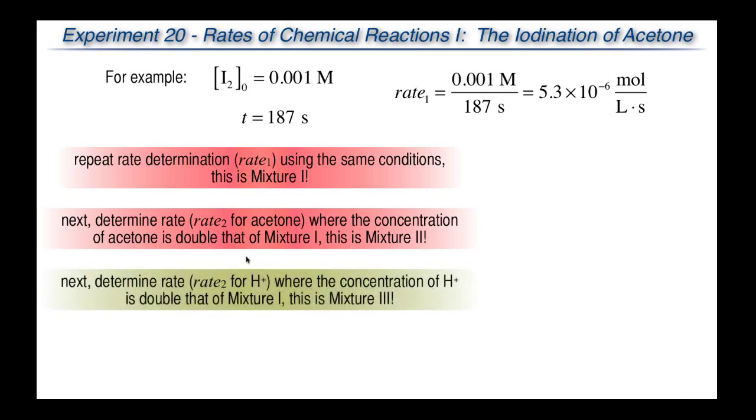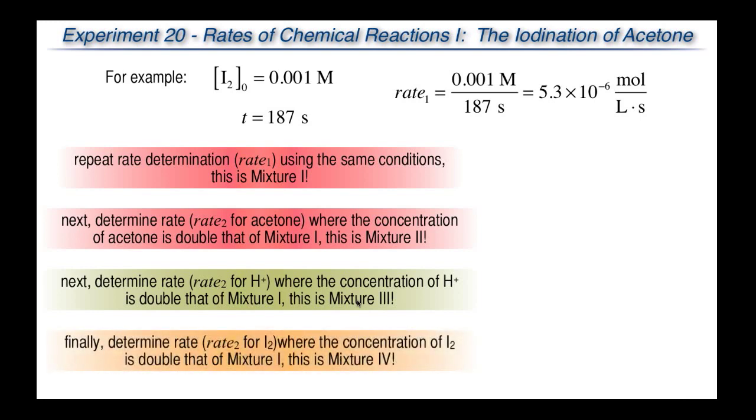And then you're going to determine the rate by varying the hydrogen ion concentration. Okay, and in this case, we're going to keep the acetone concentration and the iodine concentration the same as they were in mixture 1. Okay, and we're going to go ahead and double the concentration of hydrogen ion versus what it was in mixture 1. And this is what your lab manual is referring to as mixture 3. And again, you're going to determine that rate twice, just as a check for error.